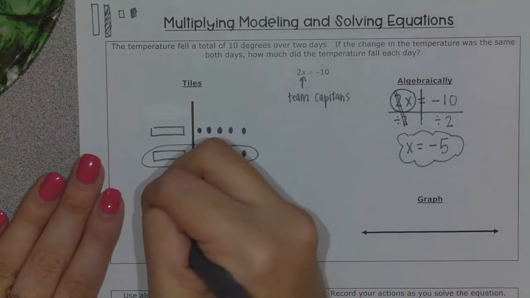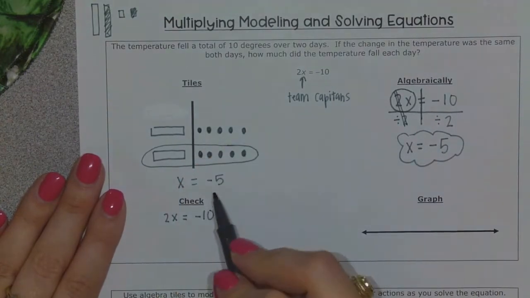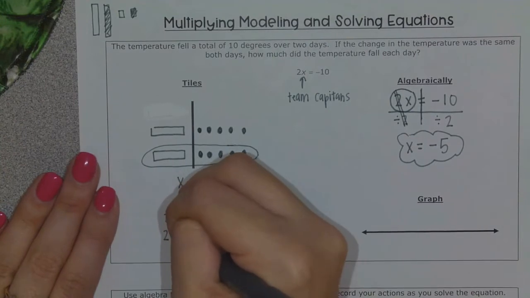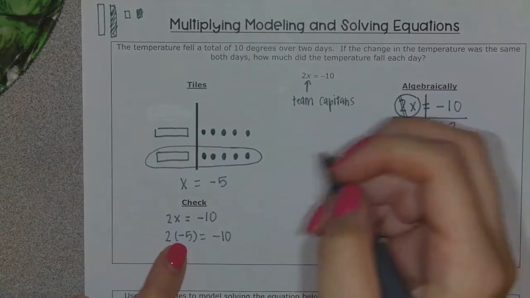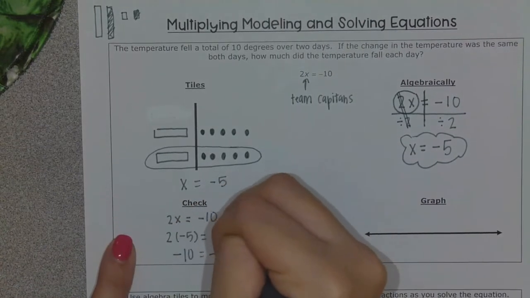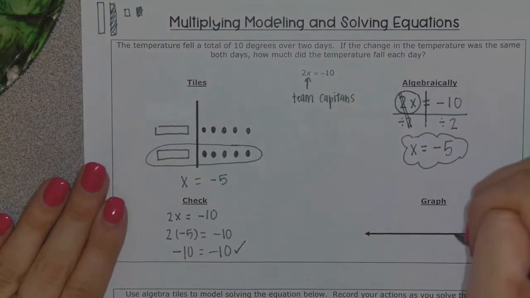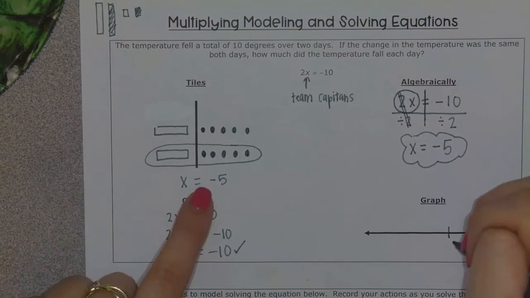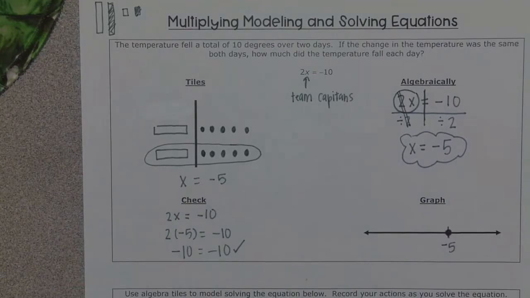I'm going to check this by rewriting my original equation. So 2X equals negative 10. I'm going to substitute in what I think X is. So it'd be negative 5. So I have a positive times a negative gives me a negative. 2 times 5 is 10. So negative 10 equals negative 10. Check. On my graph, I'm just going to put a line. I'm going to call it negative 5, and then I want a nice closed dot on negative 5.